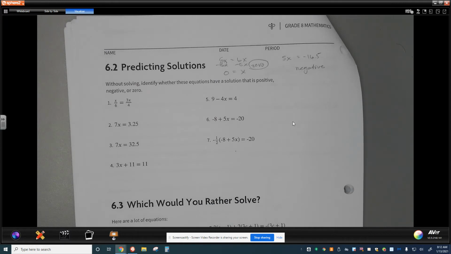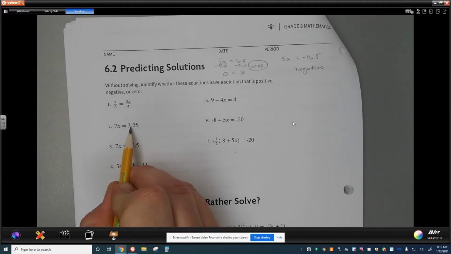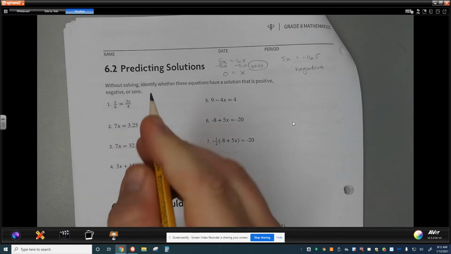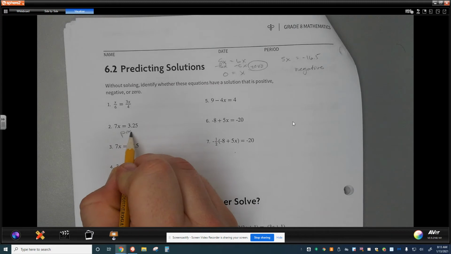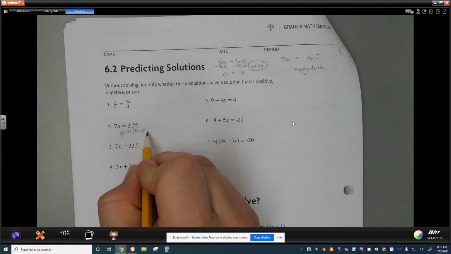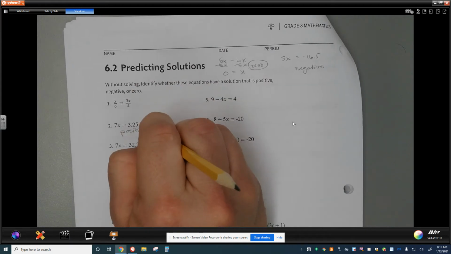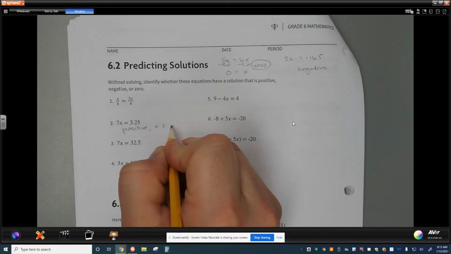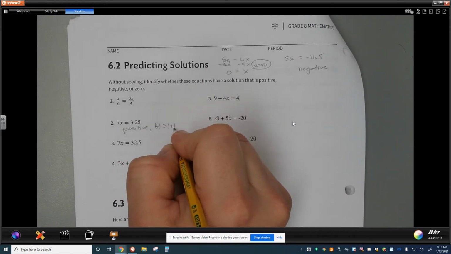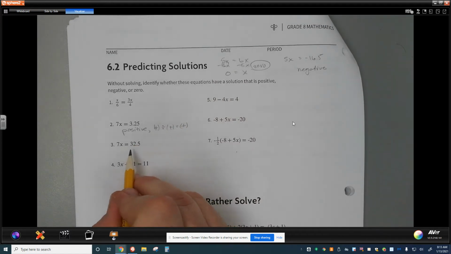Let's just look at number 2. I think number 2 is pretty easy. If I divide by 7 on both sides, that's going to be a positive divided by a positive. I know that positive divided by a positive is a positive. So this one we know is positive. And we would say, I'm going to use the symbols, positive divided by positive equals positive.